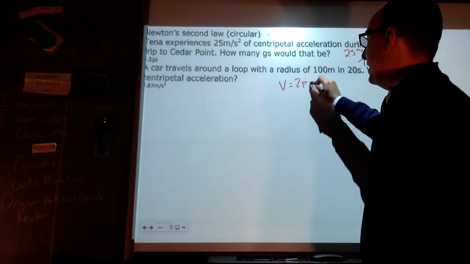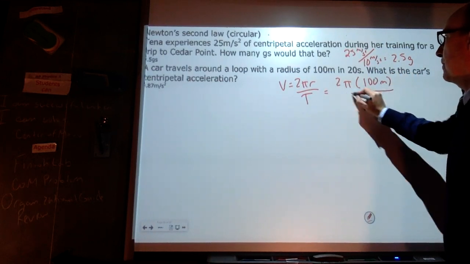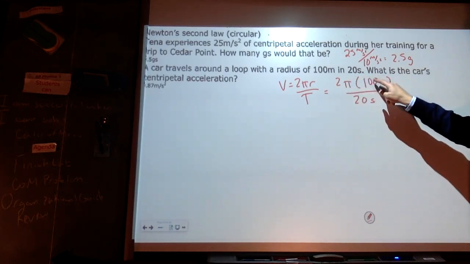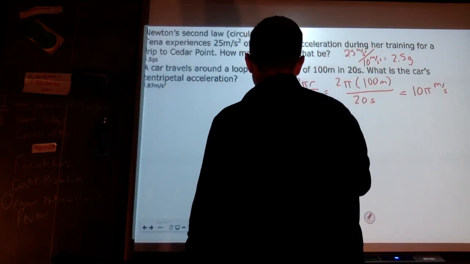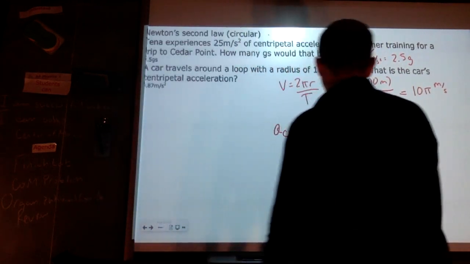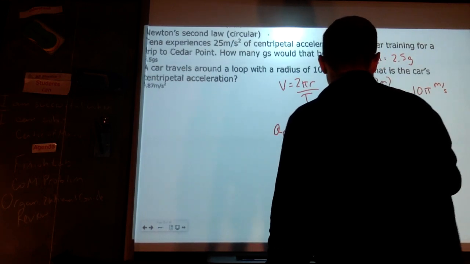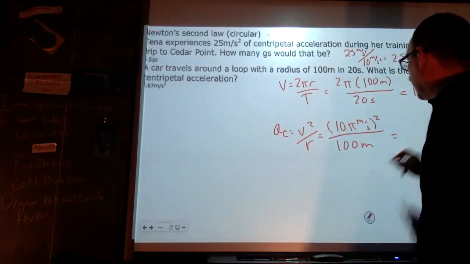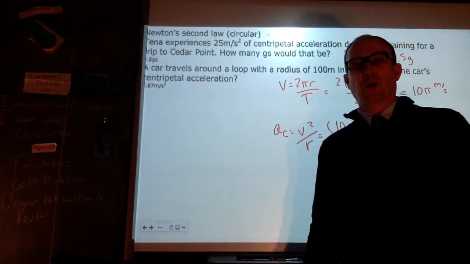So we can get our velocity by doing 2 pi r over t. Our radius is 100. Our time is 20 seconds. So I'm going to have 2 times 100 will be 200 divided by 20 would be 10. I'm going to have a velocity of 10 pi. And then centripetal acceleration is v squared over r. So this is going to be (10 pi) squared over r, which is going to end up giving me pi squared, right? Because 10 squared is 100, and 100 divided by 100 would be 1. So my centripetal acceleration is pi squared meters per second squared. It's close to 10.